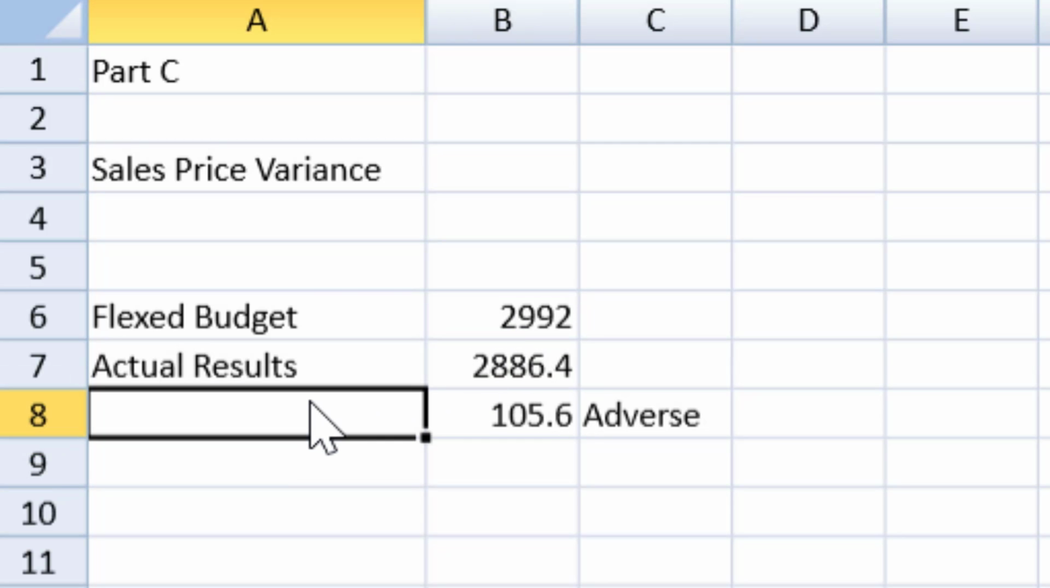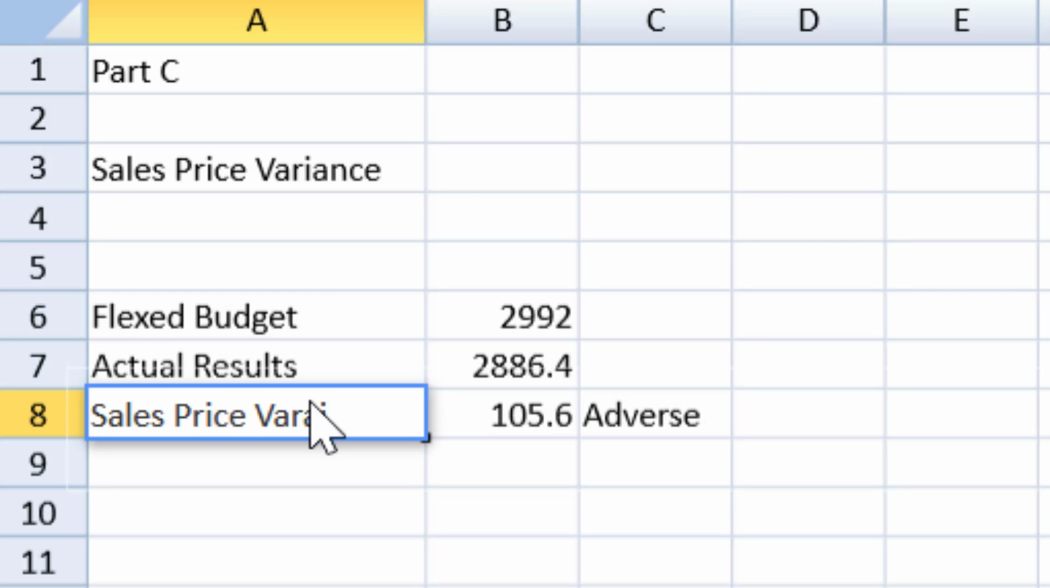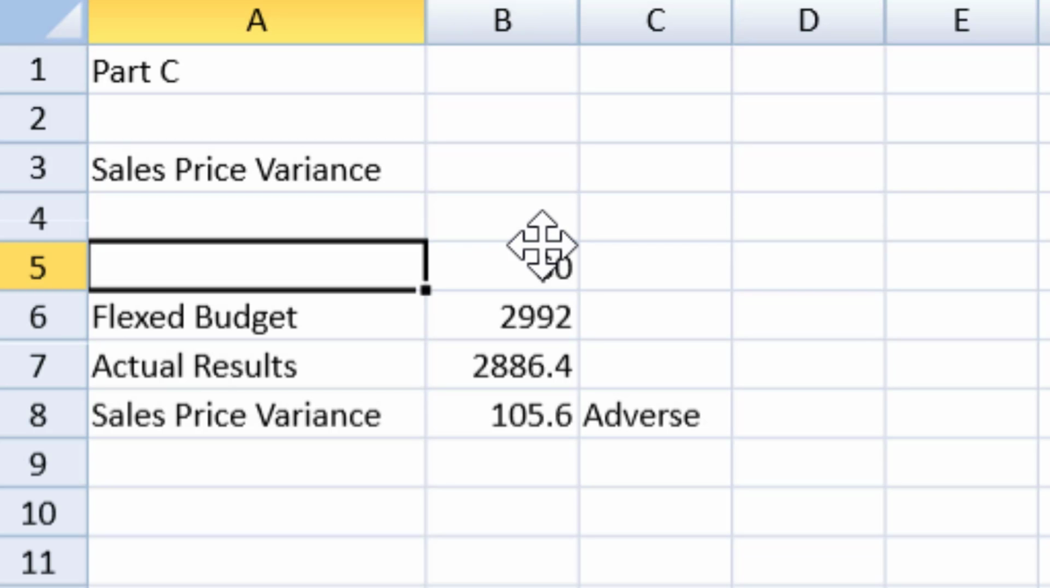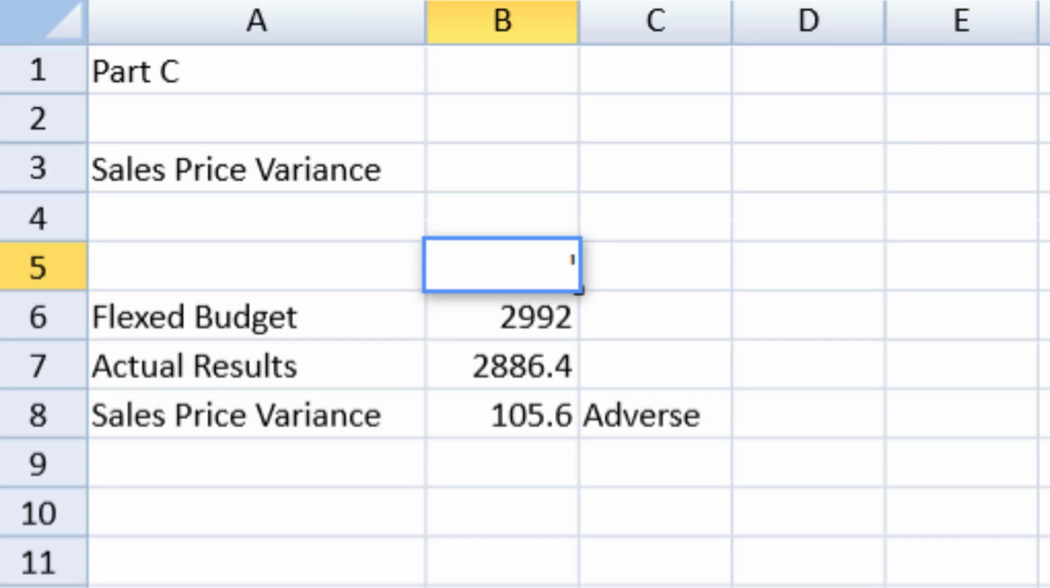And just to make sure it's crystal clear, let's label our work one final time. Let's tell the marking team we're working in some dollars, rounded off to the thousand. I like to put an apostrophe there, just like I do in Excel when I'm trying to show text. So, friends, there we have it, the sales price variance.